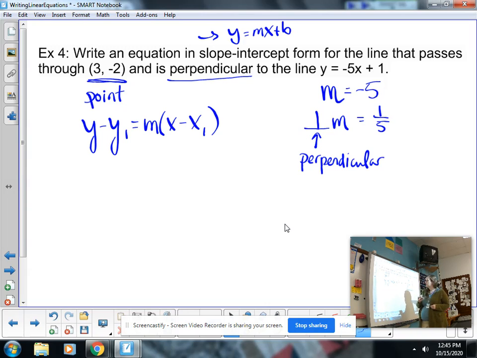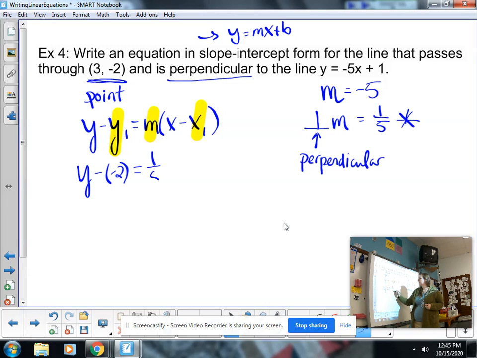y minus y1 equals m times x minus x1. And again, we're going to be plugging in for the y1, the m, and the x1. So I have y minus my y1. Well, my y1 is going to be the y-coordinate of this point. So that's negative 2. And it's equal to my m, which is my perpendicular slope because I wanted to find the perpendicular line. So that's 1/5 times x minus my x1, which again up from that original point is 3.